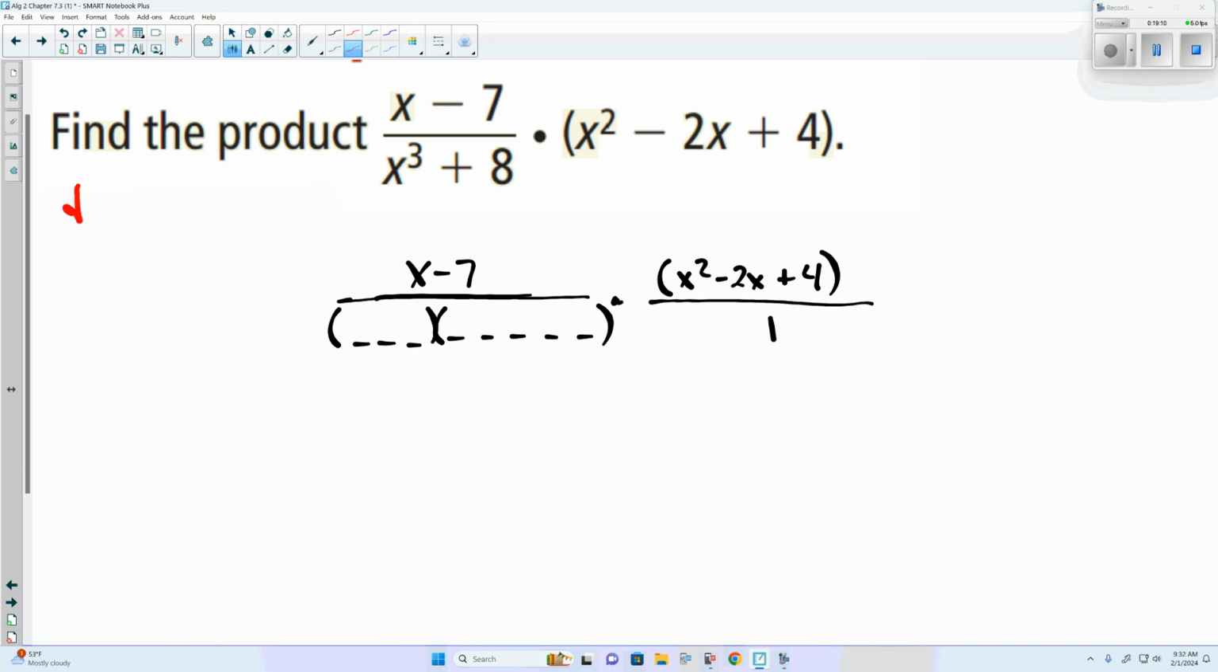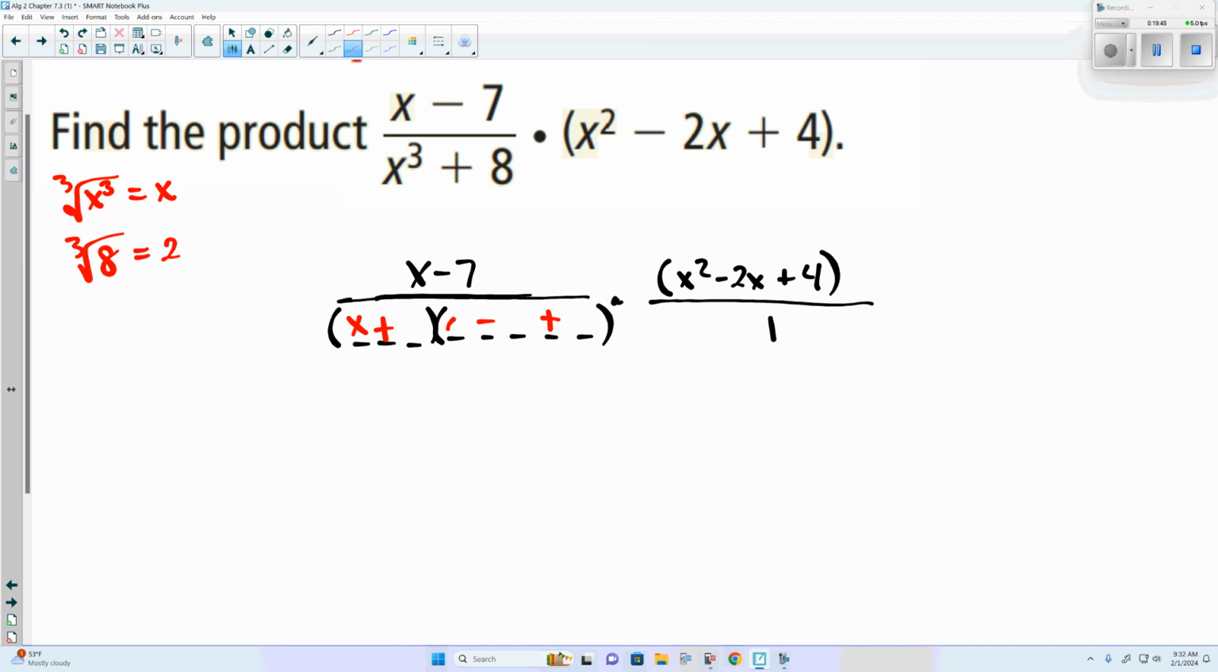We have it set up, and as we saw in the last one, that kind of helps us predict a little bit that the x squared minus 2x plus 4 is probably not going to factor. x cubed plus 8, sum of two cubes. Cube root of x cubed is x. Cube root of 8 is 2. Our signs are going to be the same, opposite, always end on a positive note.